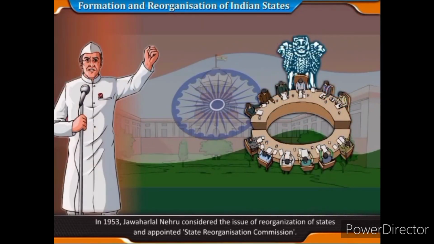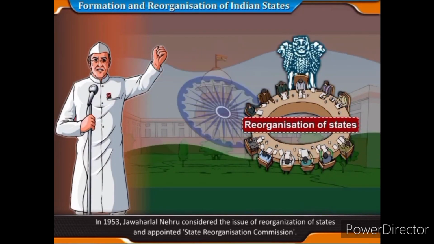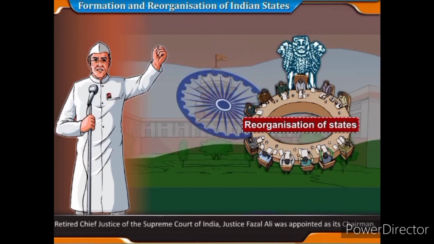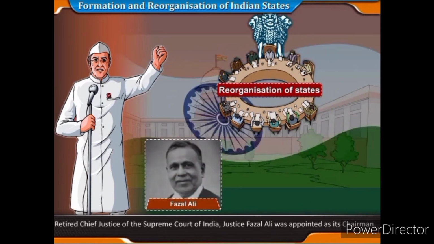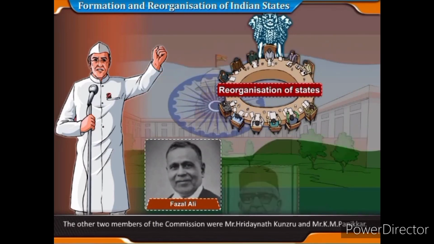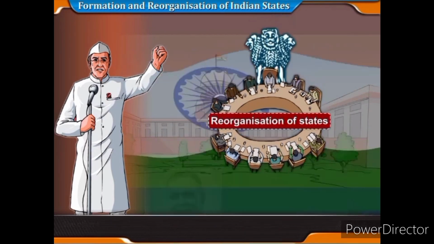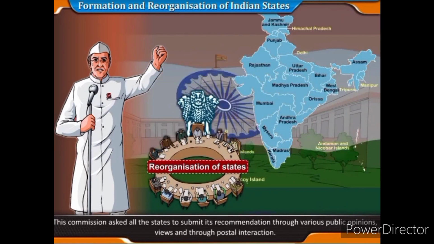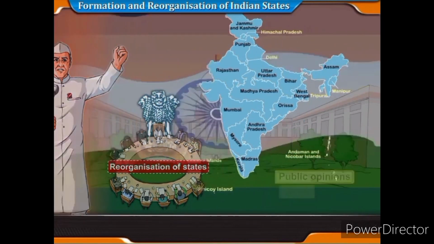In 1953, Jawaharlal Nehru considered the issue of reorganization of states and appointed the State Reorganization Commission. Retired Chief Justice of the Supreme Court of India, Justice Fazal Ali, was appointed as its chairman. The 2 other members of the commission were Mr. Hridayanath Kunzru and Mr. K.M. Panikar. This commission asked all the states to submit their recommendations through various public opinions, views, and through postal interaction.